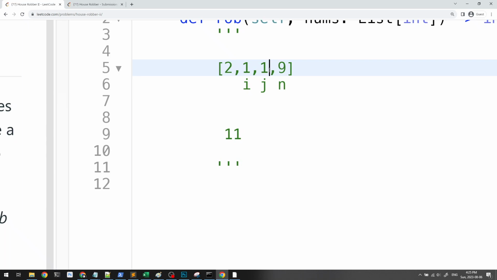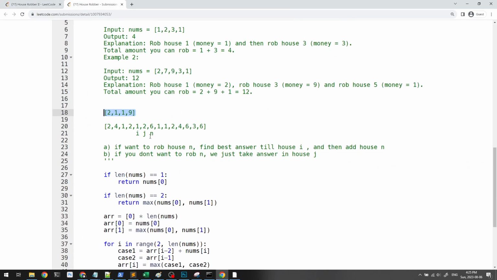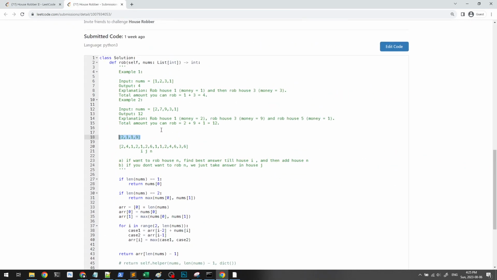Similarly here, we're actually not even robbing house j. So even though we're finding the best solution till this point, we're not actually robbing house j. Okay, so that's just one of the things we discussed. Anyways, I don't want to go into too much more detail on this one. You can definitely check out the video where we discuss in detail how we want to approach this problem.